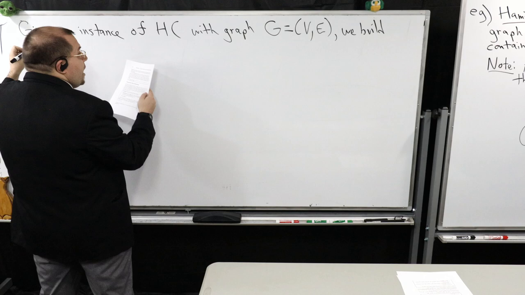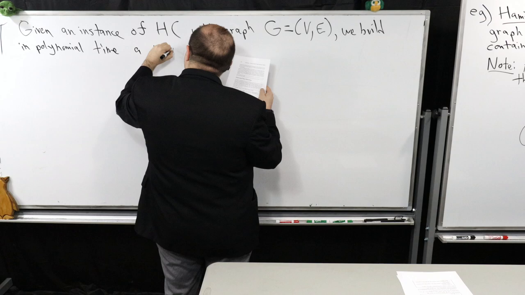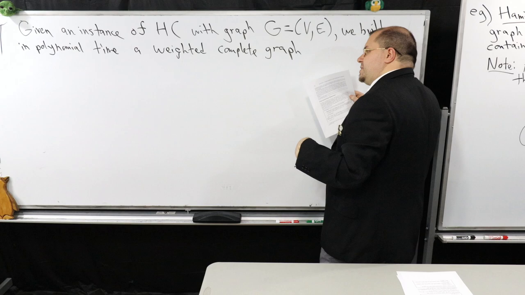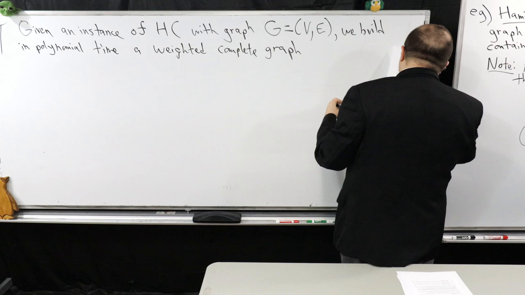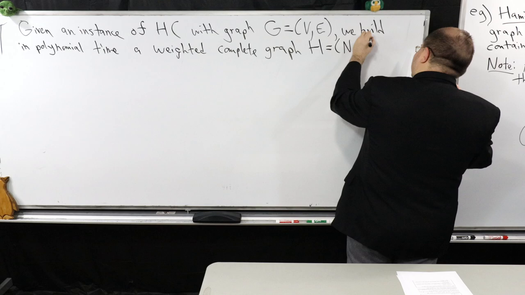We build in polynomial time a weighted complete graph. Remember, in a complete graph every vertex is adjacent to every other vertex. There's some edge that connects each one of the vertices to every other one. And we say it's weighted because it has numbers on the edges. I'm going to call it H, where its vertices I'm going to call N for nodes, and F is just going to be my other set of edges, as follows.